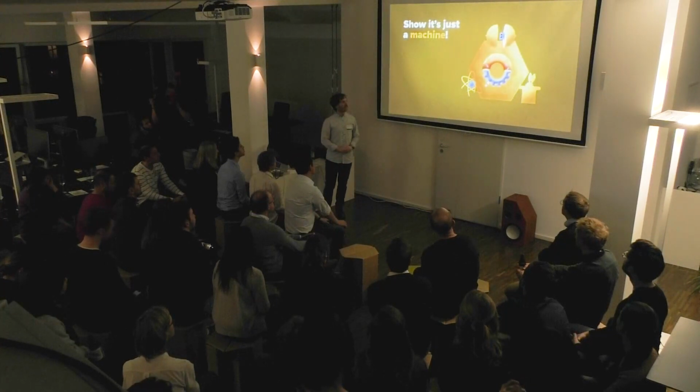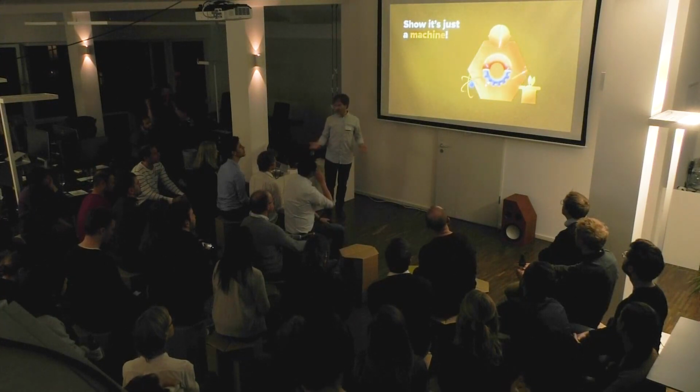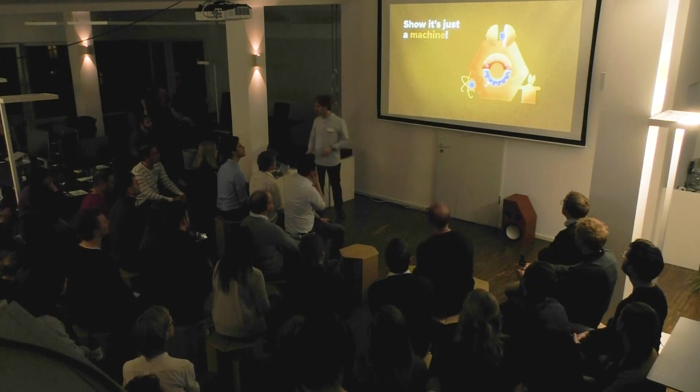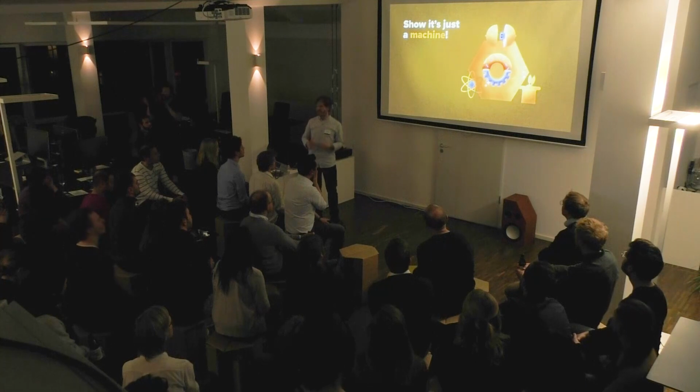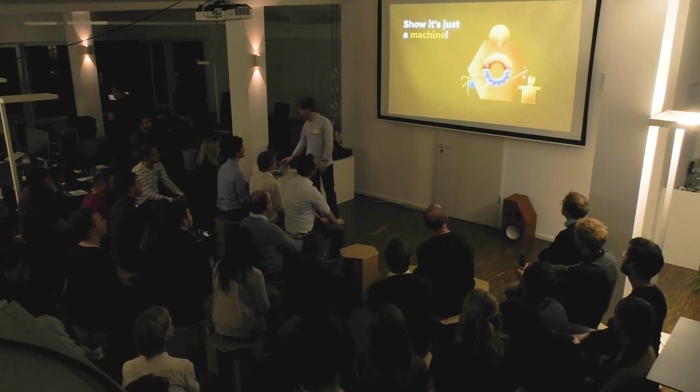Then, 3 out of 5. Show it's just a machine. This might seem surprising because the way Jibo dances, for example, is so lifelike, but it's obvious that it's just a machine.